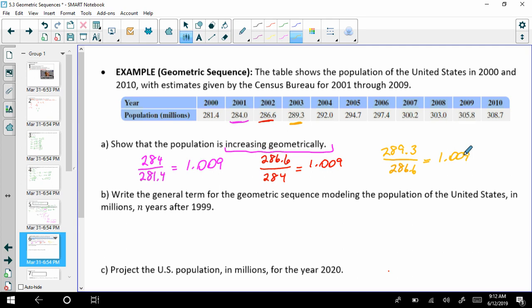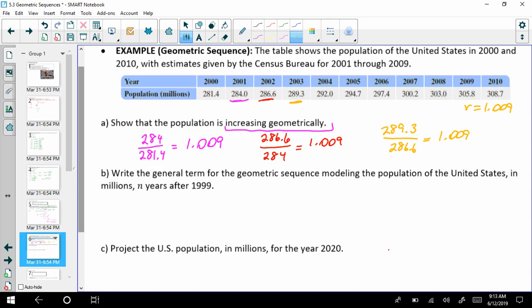So on a problem like this, we just want to show that for a few terms, they are multiplying by the same thing. In this case, r is about 1.009. That's what we're multiplying by each time. That's my common ratio. So part B says, write the general term for the geometric sequence modeling the population of the U.S. in millions, n years after 1999. So if they want the general term, we're going to write our formula, but we're not going to plug anything in for n.